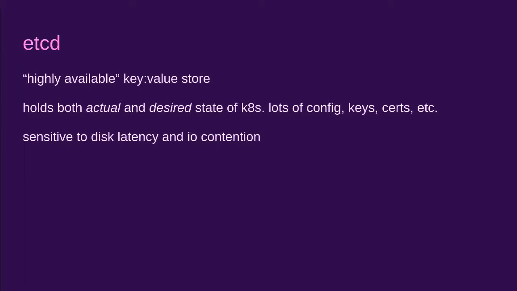So one other component that's in Kubernetes is etcd. This is your highly available key value store when you're running your Kubernetes master with more than three different nodes. It's often typically just installed on one node, so it's not that highly available after all. It's also very sensitive to things like disk latency and I/O contention. So an attacker can very easily denial of service this particular component and then just stop your whole cluster from working. This contains the actual and desired state of Kubernetes.